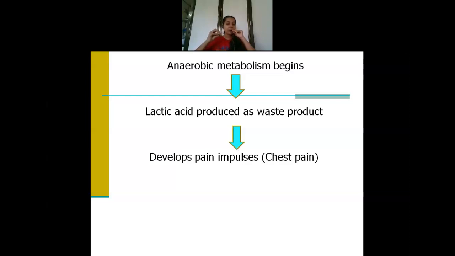Mainly you should remember here is there is imbalance in the oxygen supply and demand that will cause myocardial ischemia and that will result in what? Decreased blood supply, that will cause decreased oxygen supply. So the normal aerobic metabolism is converted to anaerobic. In anaerobic metabolism, what will happen? The end product is lactic acid. That will cause the pain impulses or chest pain.